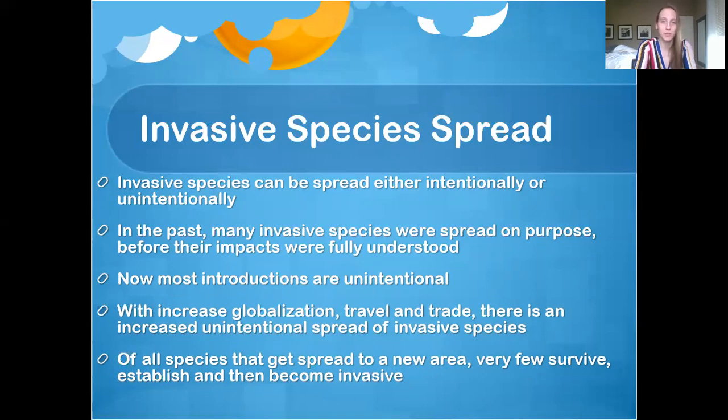Lots of species get spread to areas that they don't belong, but most of them don't become invasive. Most of them just die when they get to a habitat that they haven't evolved to live in. And some of them will survive but won't become harmful. And if they're not harmful, they're not considered invasive. So very few species that get introduced to a new area actually become invasive, but enough of them do that it's definitely an issue.